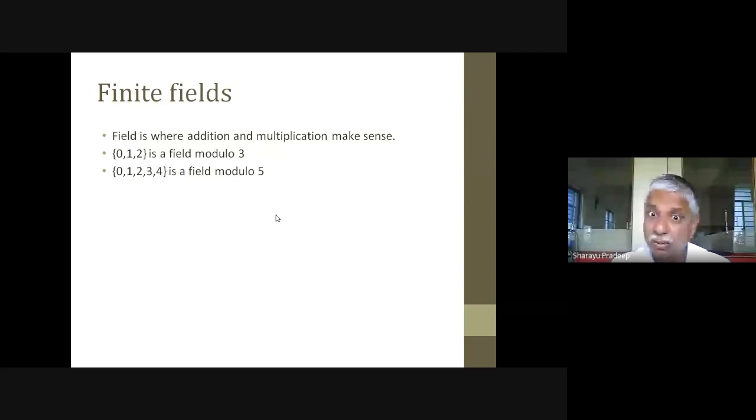Similarly, 0, 1, 2, 3, 4 is a field modulo 5. That means 3 plus 4 is 7. 7 modulo 5 is 2. That means if I divide 7 by 5, the remainder is 2. So 3 plus 4 is 2. 3 into 4 is 12. 12, if I divide by 5, the remainder is 2. So 3 into 4 is also 2. 4 into 2 is 8. 8 modulo 5, 8 divided by 5, the remainder is 3. So I'll say 2 into 4 is 3.